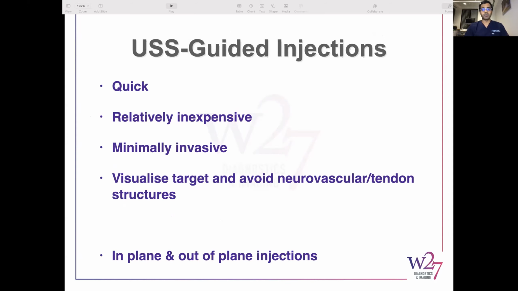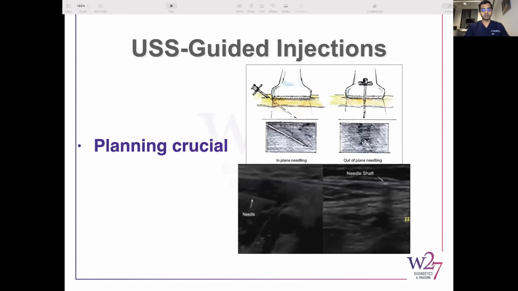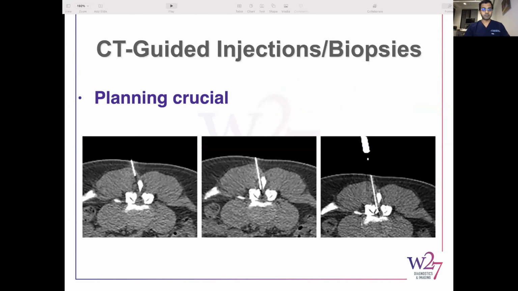I'm not going to touch too much on the in-plane and out-of-plane techniques. That's probably for another day, but that's the whole point of doing ultrasound guided injections, where planning is important and crucial. It doesn't matter which technique you use as long as you're comfortable with it, and sometimes you're forced into one technique or the other depending on what you're injecting. So for me, out-of-plane techniques I tend to reserve for small joint injections, whether it's in the base of thumb or sometimes in the AC joint, whereas most injections are probably performed with the in-plane technique. CT guided injections and biopsies can also be done.